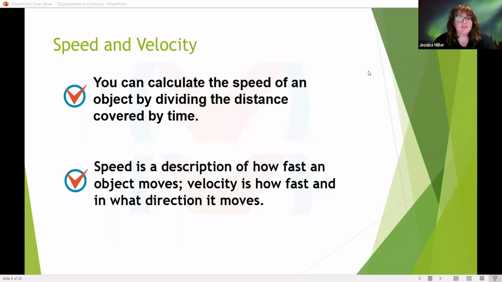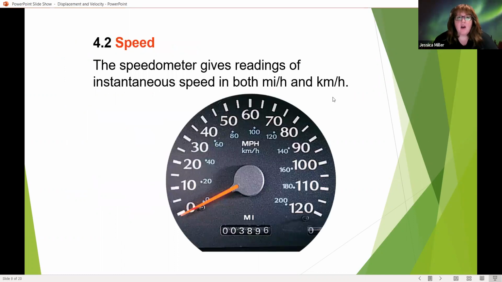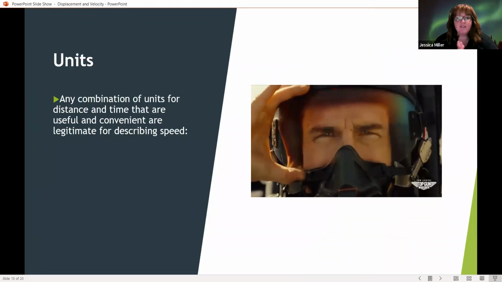Well, velocity is the vector form of speed. So velocity is speed in a given direction. It has magnitude, which is the size of the speed or the size of the velocity, and then it has direction. All right, so the speedometer in your car gives you readings that are called instantaneous speeds, and that tells you exactly how fast you're going at that instant. Whereas when you do distance divided by time, you're actually finding an average speed.